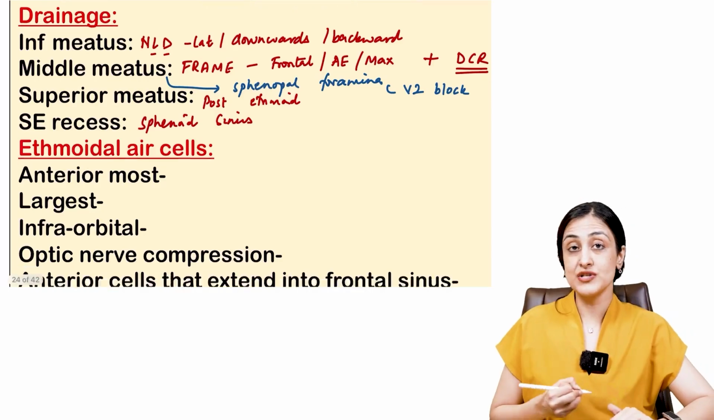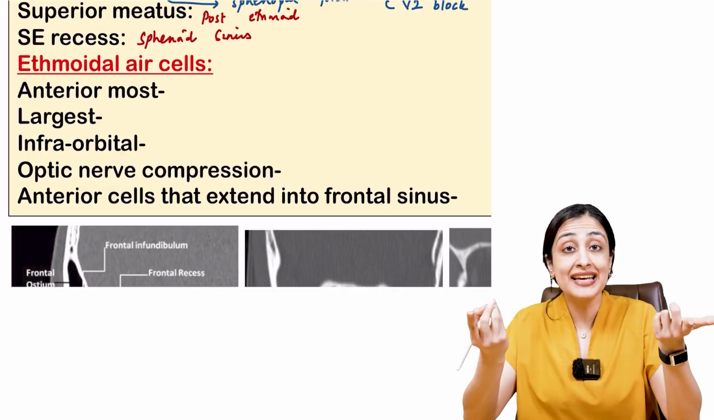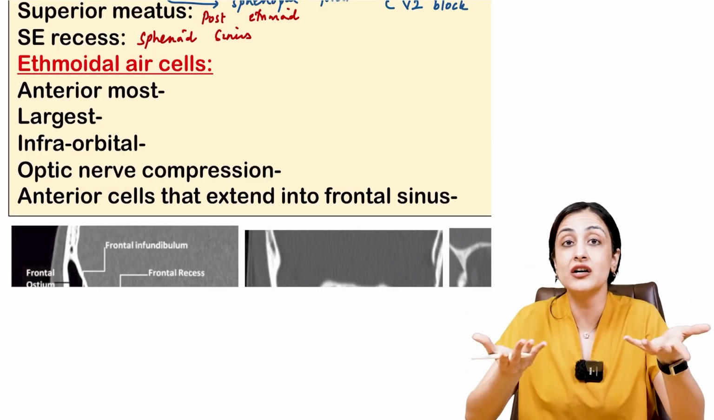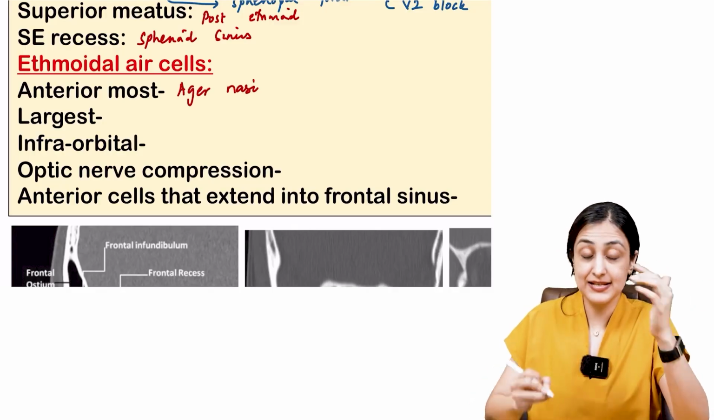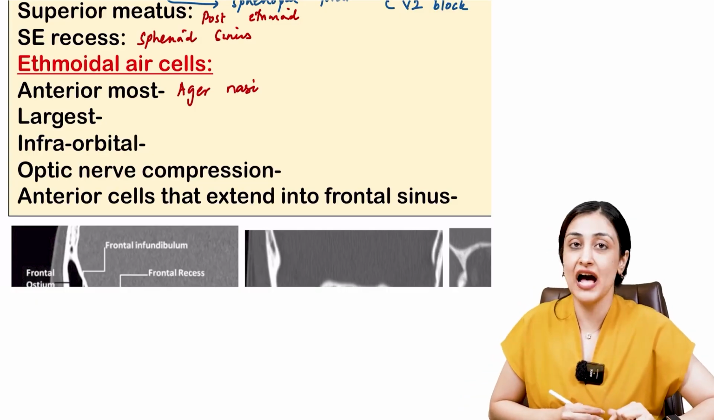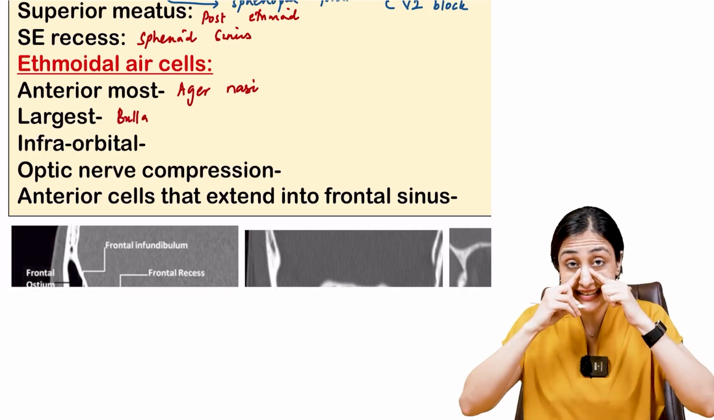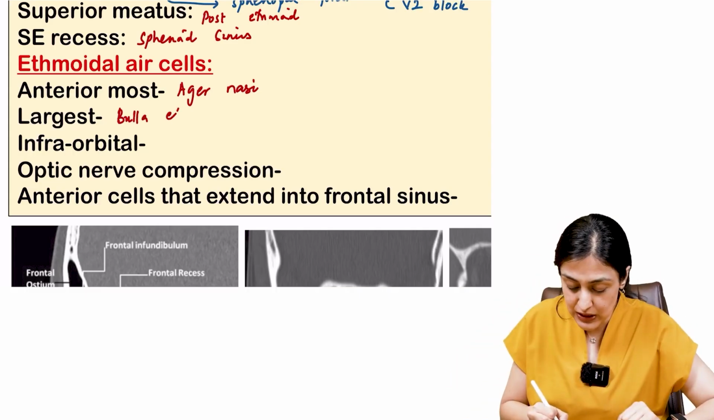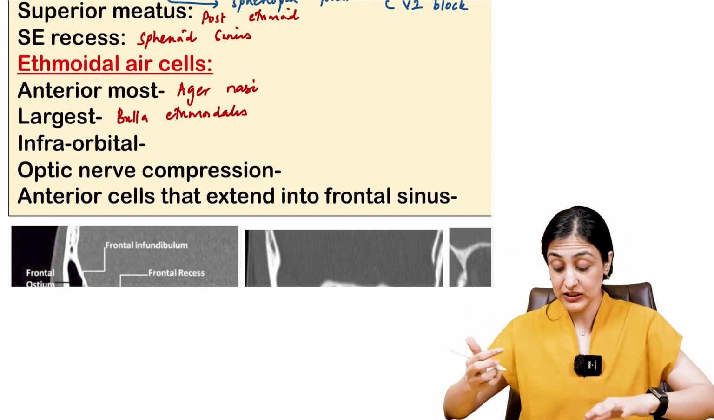Now let's talk about some ethmoidal air cells. The anterior most, in Gujarati we call it agar. So that's literally what this is called, agger nasi cell. The most anterior is the agger nasi. The largest one we already saw was medial to the orbit, that is bulla ethmoidalis. Okay, so the most anterior, not in this plane.